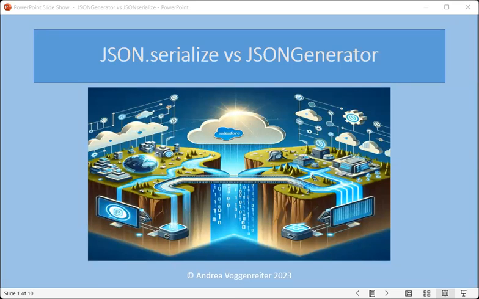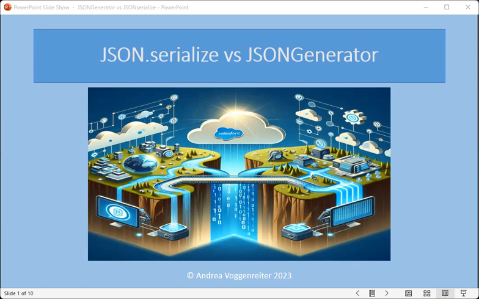JSON acts as a bridge for data exchange, offering a format that's both human-readable and easily parsed by various programming languages. This video aims to guide you through the process of generating JSON data in Apex to facilitate seamless integrations.